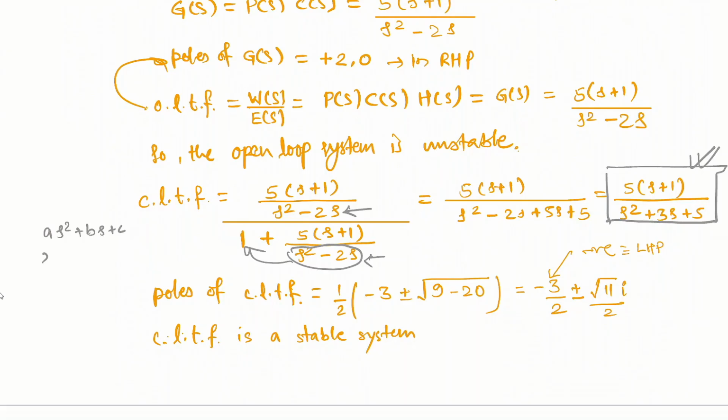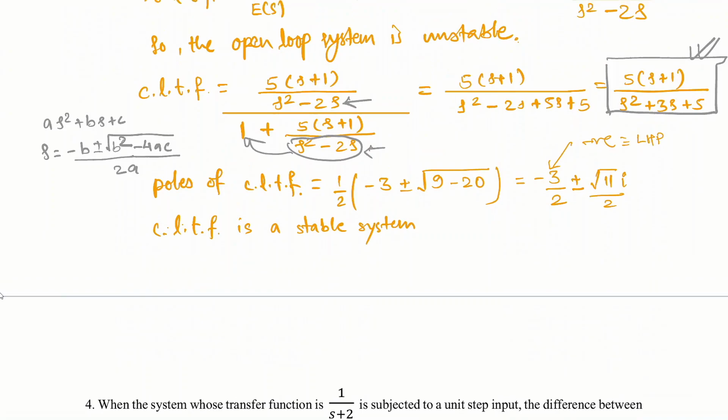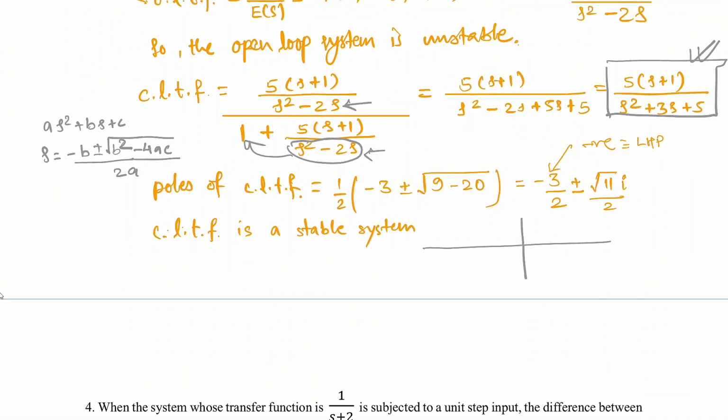So let's just see the denominator polynomial as a s square plus b s plus c. So what would be the roots? Minus b plus minus under root b square minus 4ac over 2a. So a here is 1, so the denominator becomes just 2, and b is minus 3, so minus 3, and under root this. So if we draw the imaginary axis and the real axis, let me use orange for showing this. So say this is minus 3 by 2, and this is under root 11 over 2, and this is minus under root 11 over 2 iota.